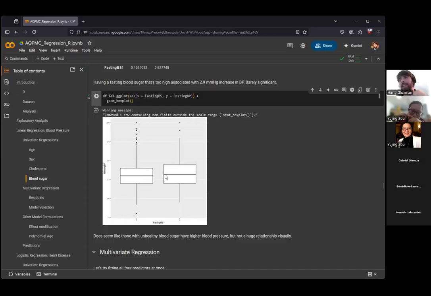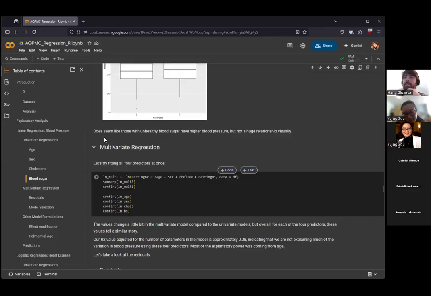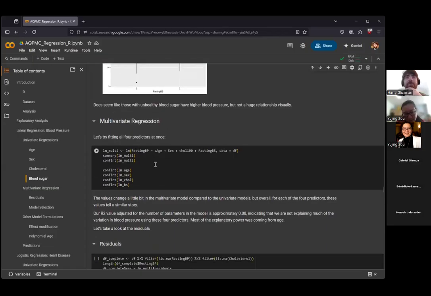And you can see visually that, yeah, maybe the people with high blood sugar have a slightly higher blood pressure, but there's a lot of overlap here. And this probably isn't a huge relationship, at least visually. So now that we've looked through one by one, sort of more for example purposes than meaningful scientific purposes, let's make our actual model.